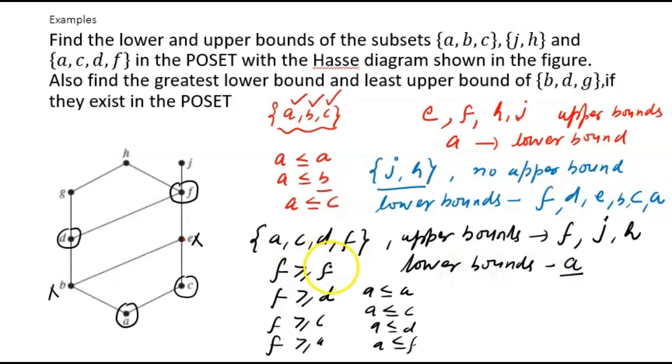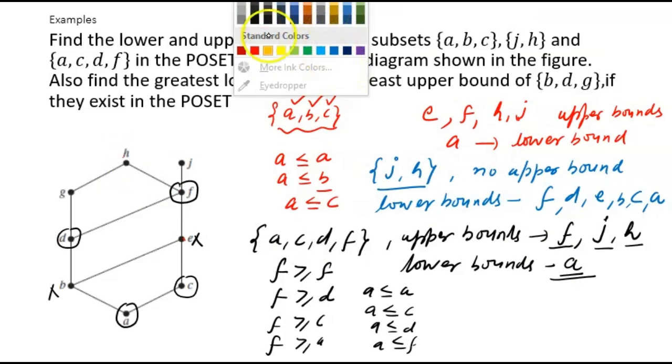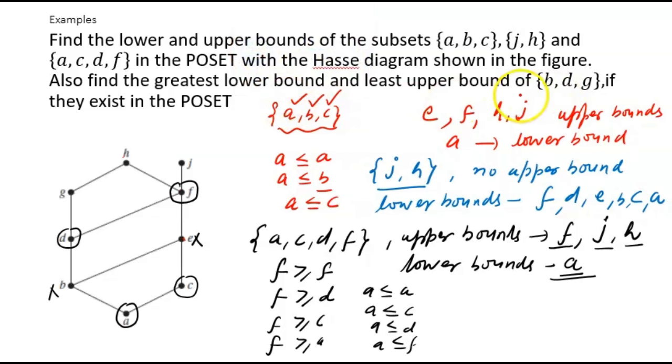Pause the video and watch it carefully because there may be some confusion. Don't rush, just pause and check whether you are getting it or not. So there are 3 upper bounds, that is F, J, and H, and there is just one lower bound, that is A. Now let us solve the last problem which is given here. They are asking us to find the least upper bound and greatest lower bound for the subset.